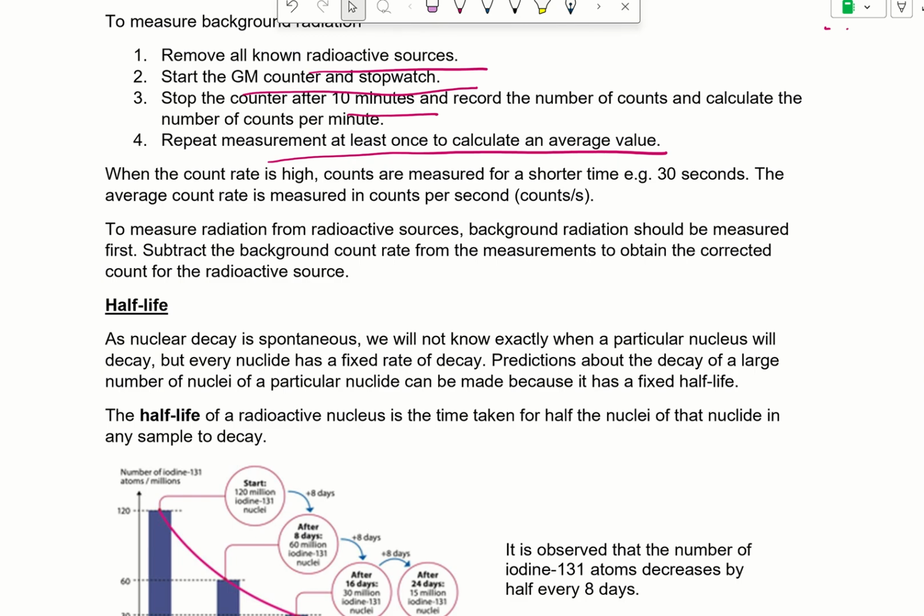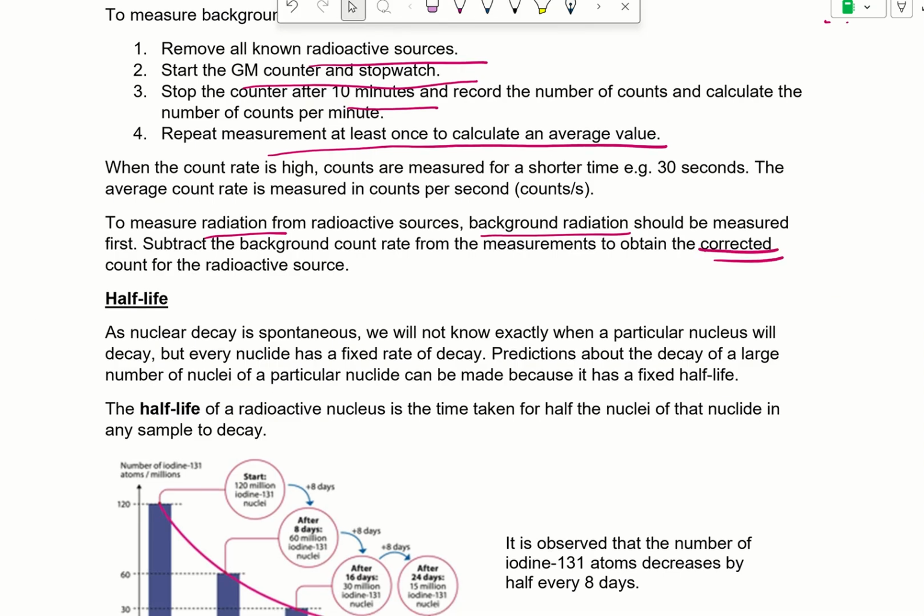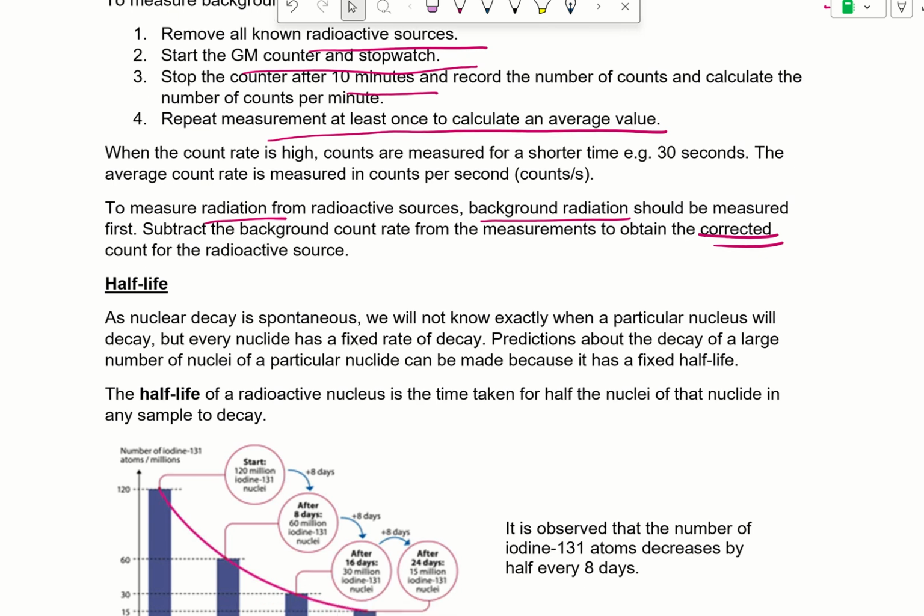So to measure radiation from radioactive sources. Now let's say I have a sample of uranium. I want to measure the radiation, so I need to first account for the background radiation, right? Then I can subtract the background count rate to obtain the corrected one. This corrected one is actually coming from the radioactive source and does not take into account the background radiation.